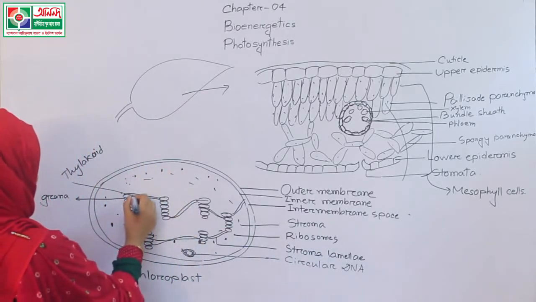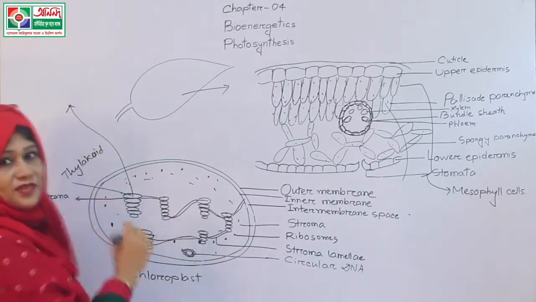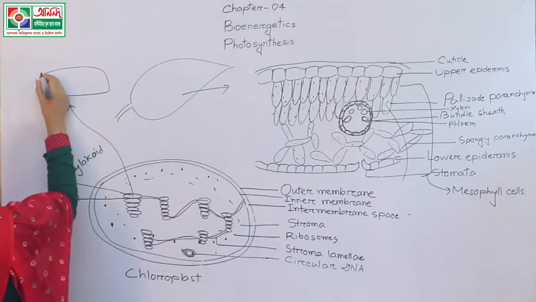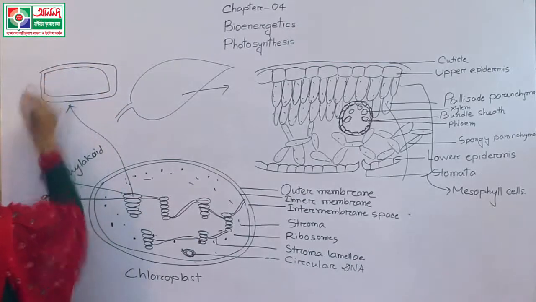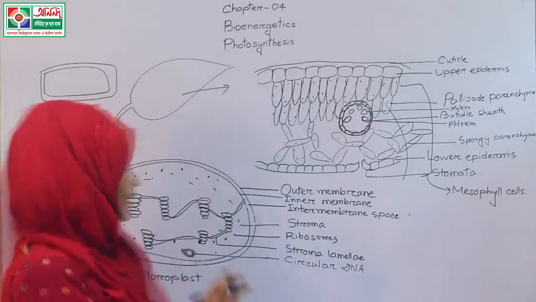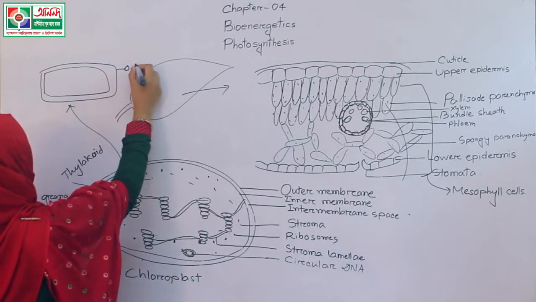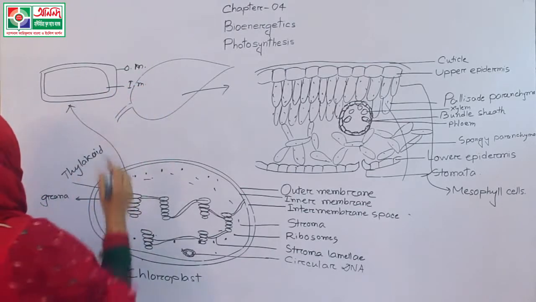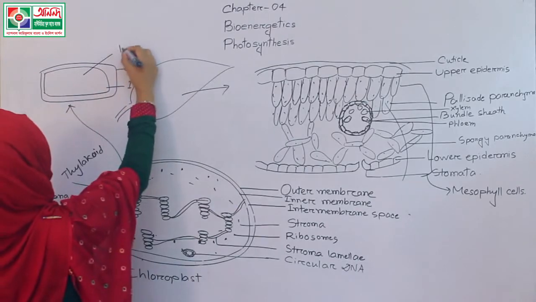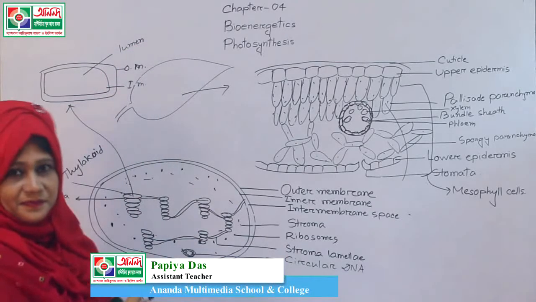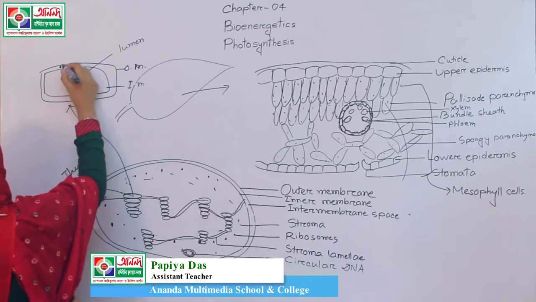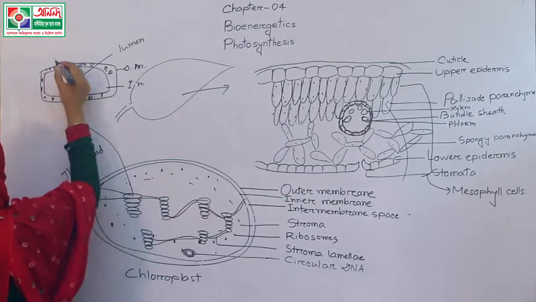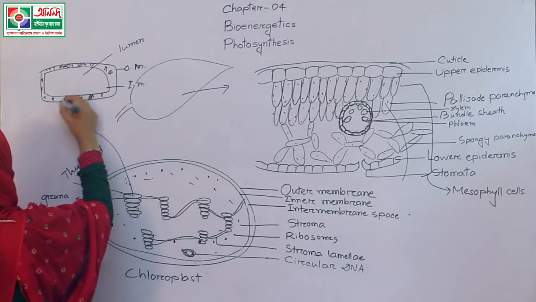And if I enlarge this thylakoid, what will I get? This is the enlarged view of the thylakoid. It has also two membranes, outer membrane and inner membrane. This is the inner membrane. Okay students, and the central portion is known as the lumen, right? There are some pigments which are known as the chlorophyll. These pigments are known as the chlorophyll.